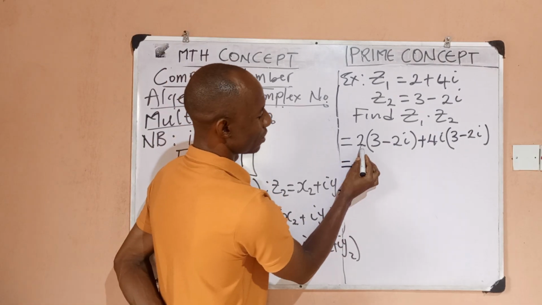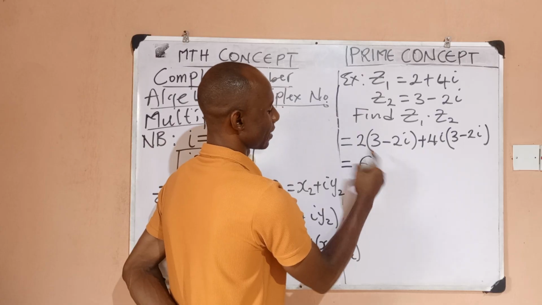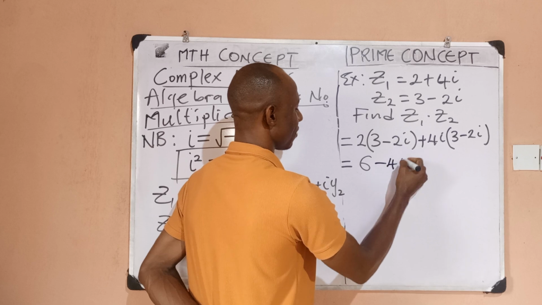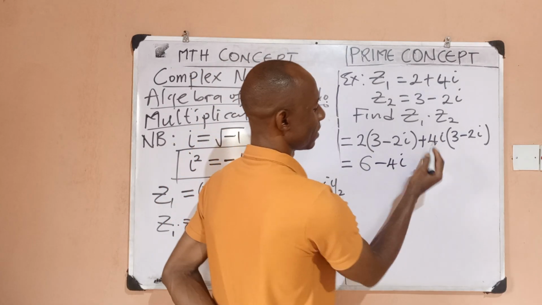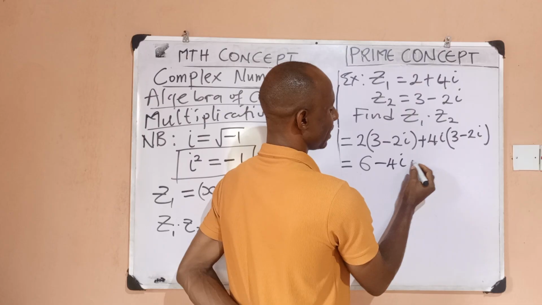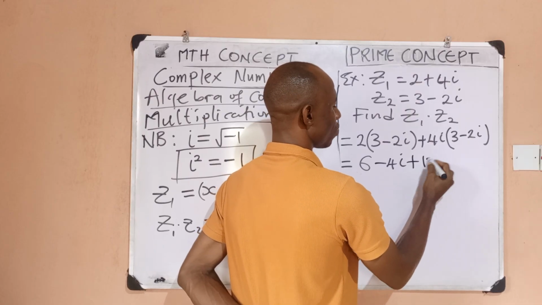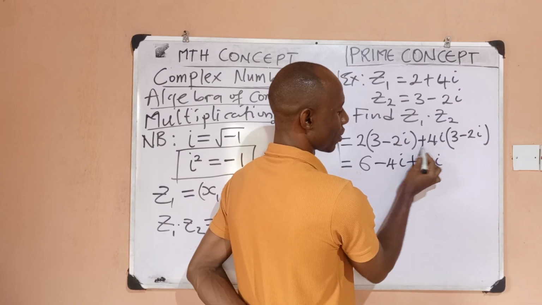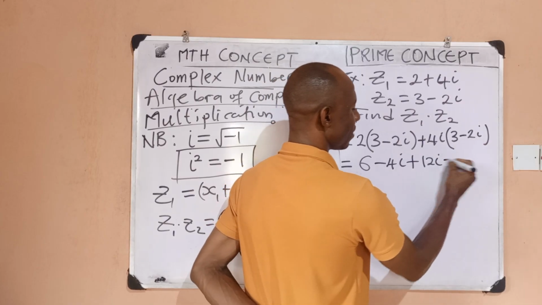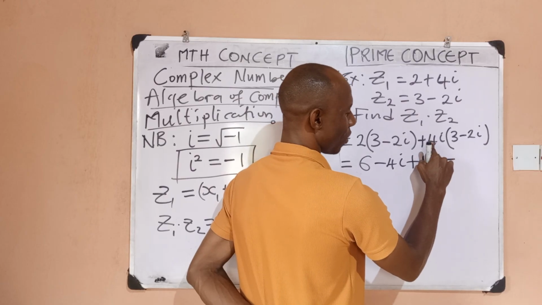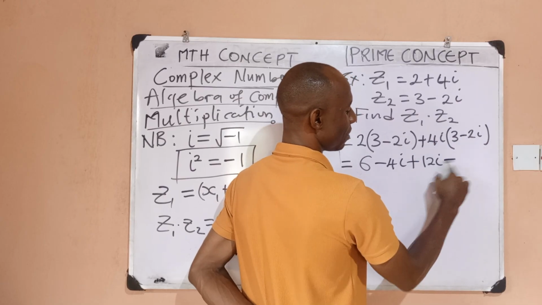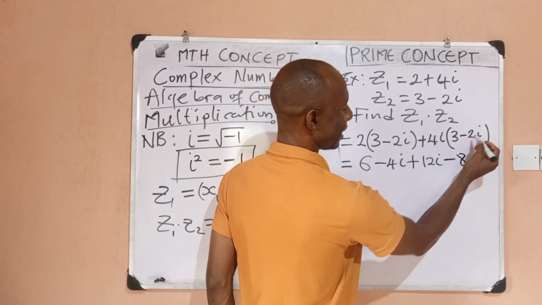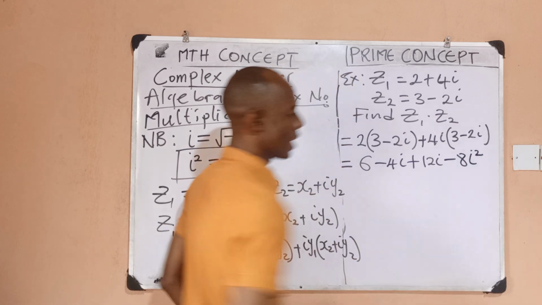So let's do it together. 2 times 3 would give me what? 6. 2 times minus 2 would give me what? Minus 4. Then I'll have my i. Right? Then I'll come to this part. 4i times 3 is going to give me plus 12i. Now let's do this other part carefully. Plus times minus, what will it give me? It will give me minus, right? Plus 4 times minus 2 would actually give me minus 8. Remember, I didn't touch the i. So I'll quickly say i times i is actually i squared.